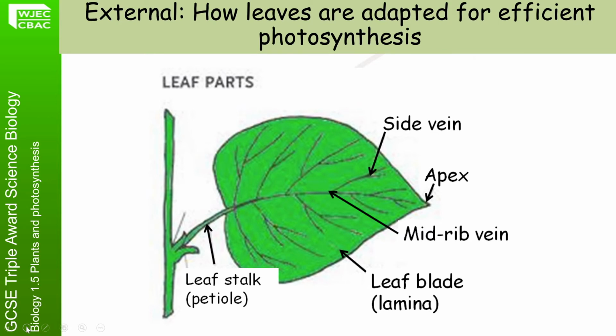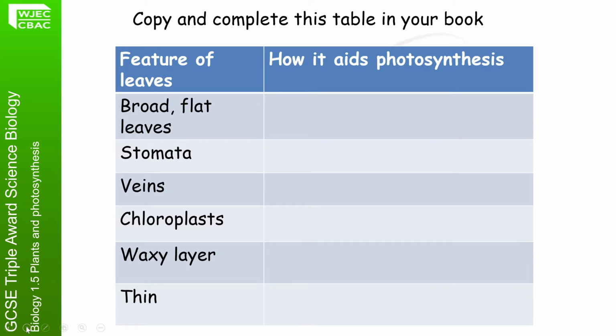Check your answers, and you're now going to complete the table also on page 4, explaining how each adaptation or feature of the leaf aids photosynthesis. So the features we're going to be looking at are having broad, flat leaves, presence of what we call stomata, little pores or holes on the undersurface of the leaf, veins, chloroplasts, a waxy layer, and being thin.